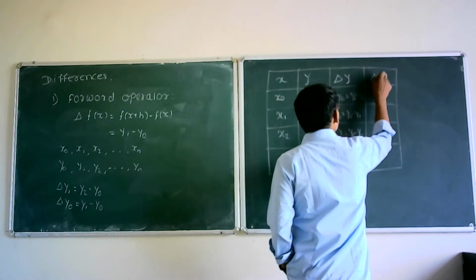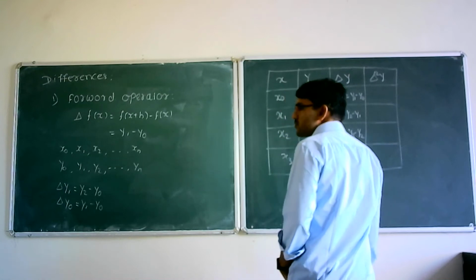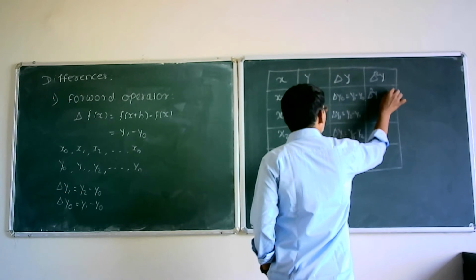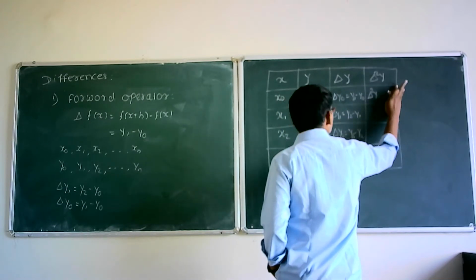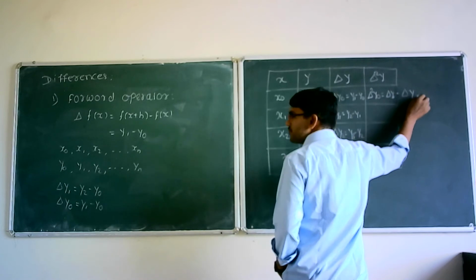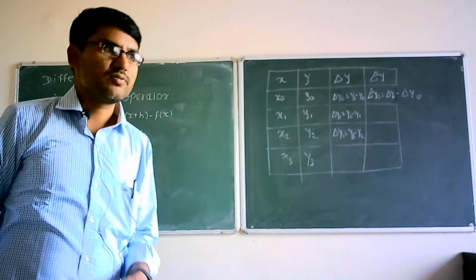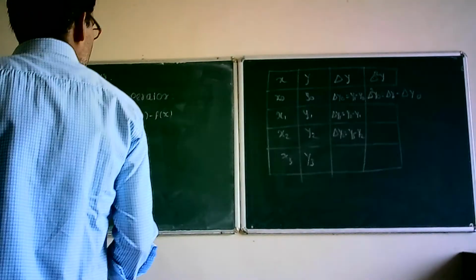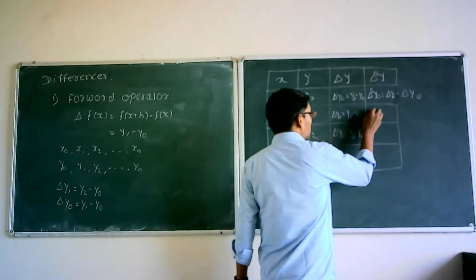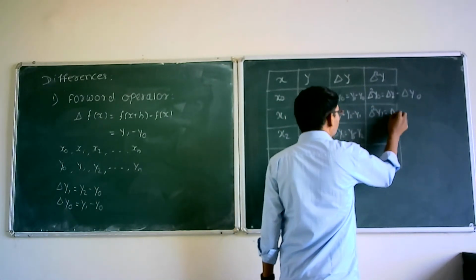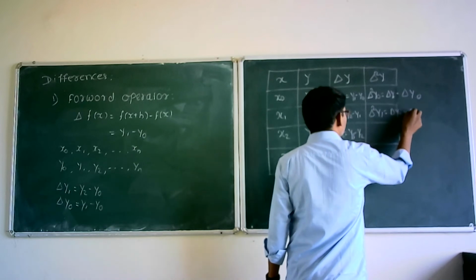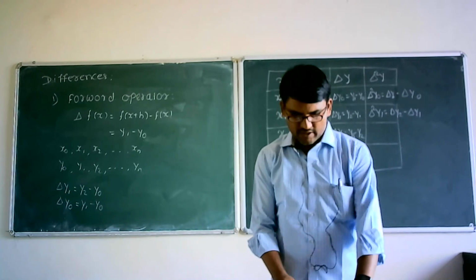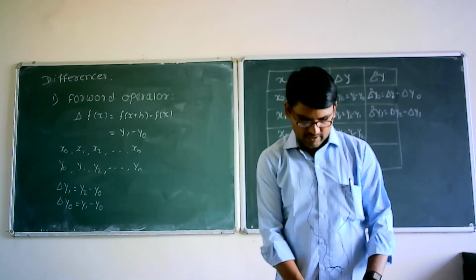Okay. So next, delta square y. Delta square y0 is equal to delta y1 minus delta y0. Delta square y1 is equal to delta y2 minus delta y1, and so on. Okay. So by using this table you can find the forward difference of any given values.